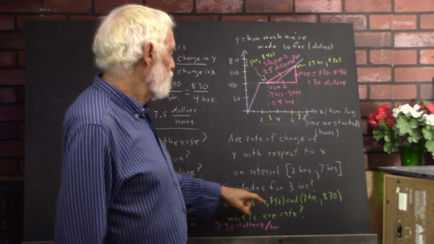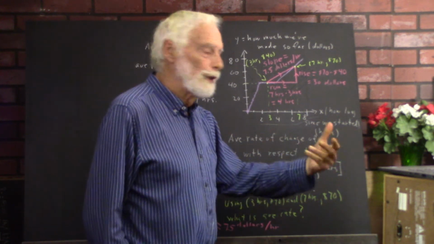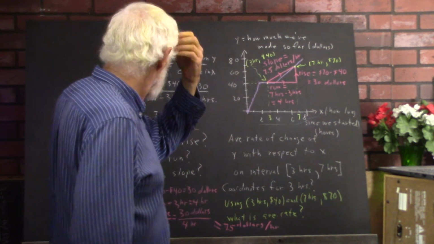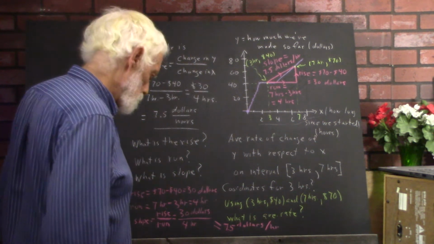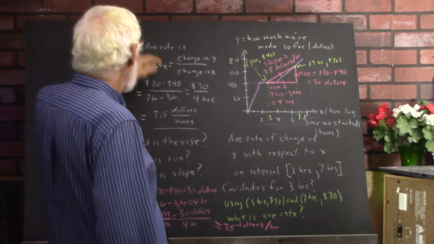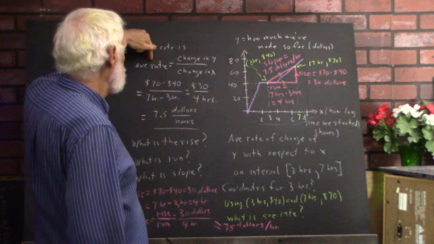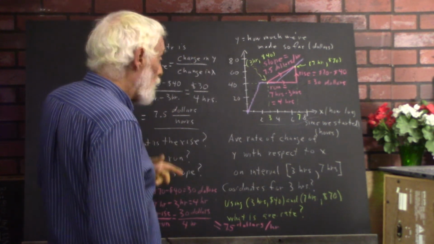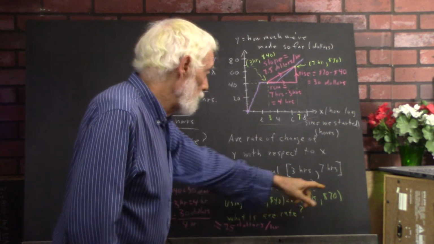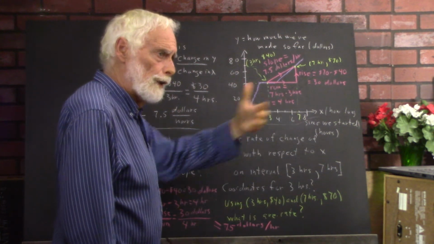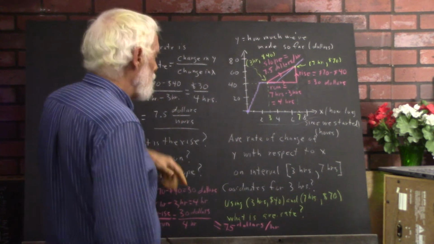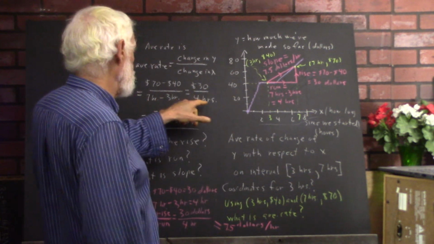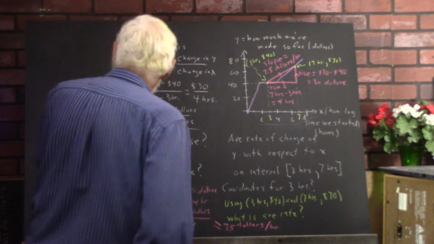Then I asked, what's the average rate? Now that implies the average rate of change of y with respect to x, continuing the language that we used in the preceding. So the average rate is change in y divided by change in x. The change in y, well, y is $40 and then it's $70, so the change is $70 minus $40. And x goes from 3 hours to 7 hours, so the change in x is 7 hours minus 3 hours, which is 4 hours.